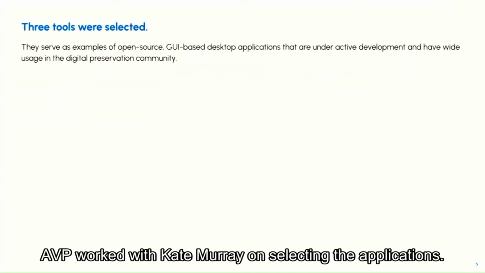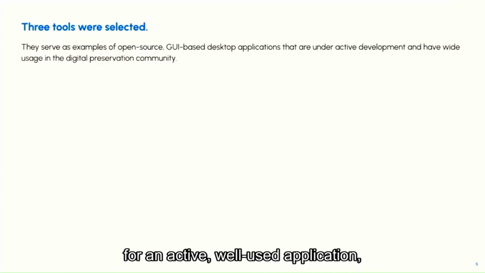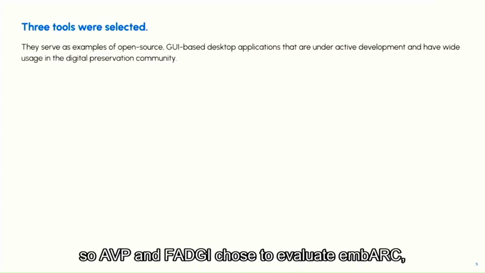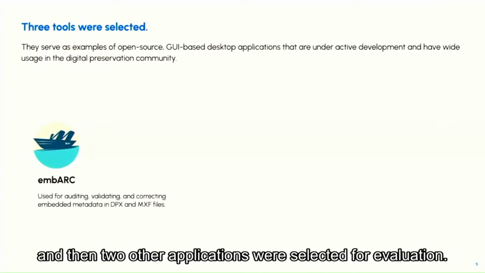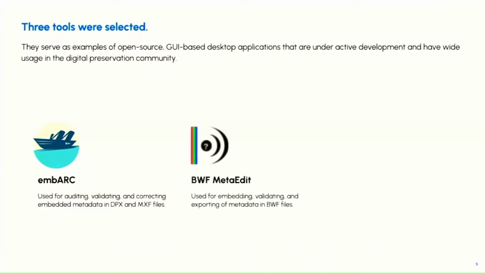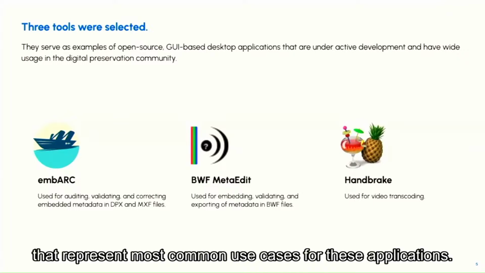AVP worked with Kate Murray on selecting the applications. We already knew that we wanted to follow through on the recommendations for an active, well-used application, so AVP and FAGI chose to evaluate Embark. And then two other applications were selected for evaluation. Those were BWF Meta Edit and Handbrake. Then AVP worked with Kate to develop the UX scenarios that represent most common use cases for these applications.